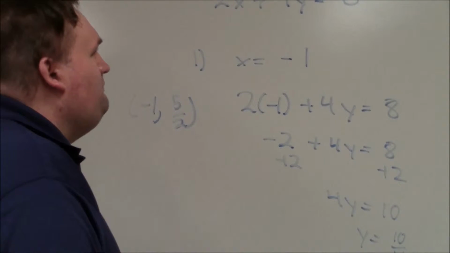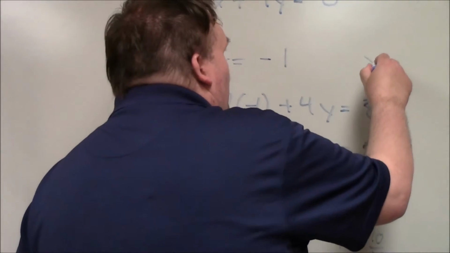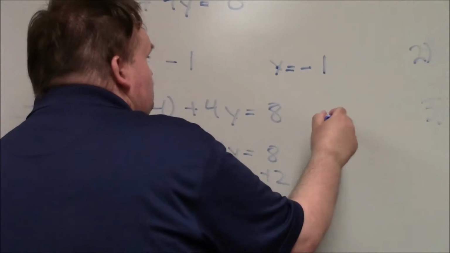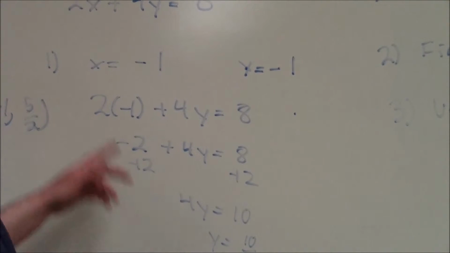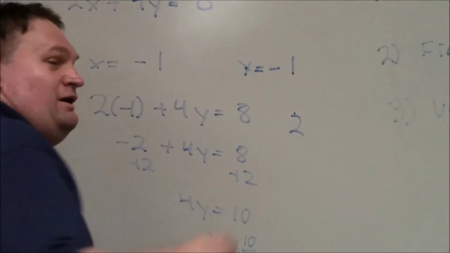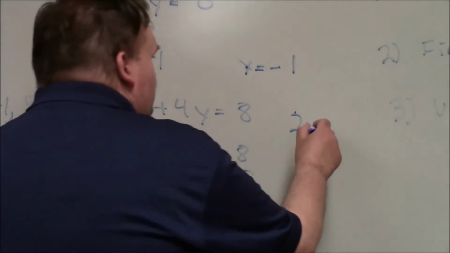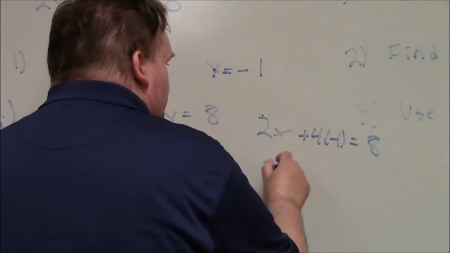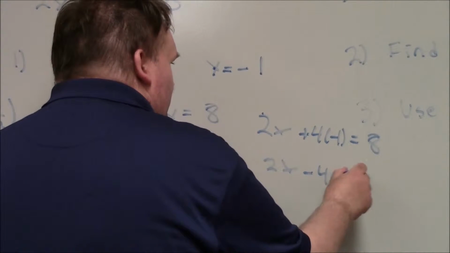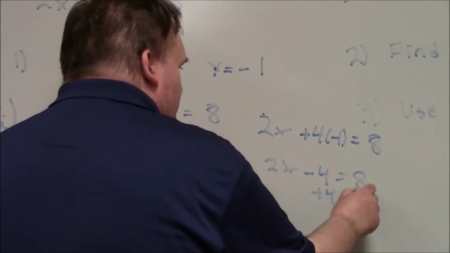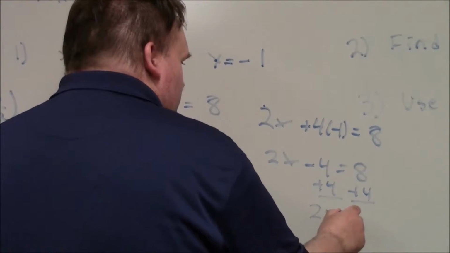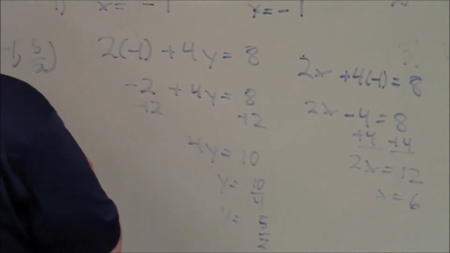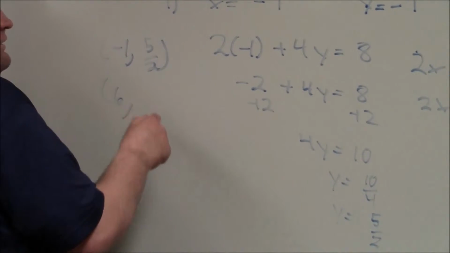The next point would be y equals -1. And I would do the same thing: plug in my y value and solve for my x value. So 2x plus 4 times -1 equals 8. 2x minus 4 equals 8, plus 4 on both sides. 2x equals 12, x equals 6. So my other point would be (6, -1).